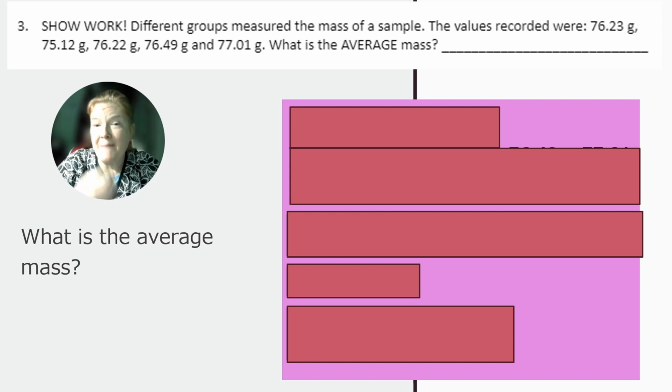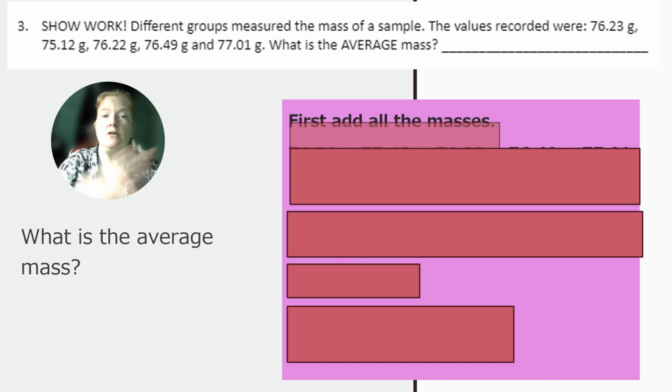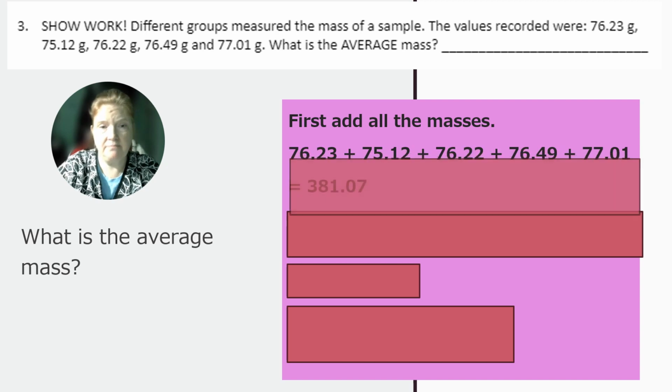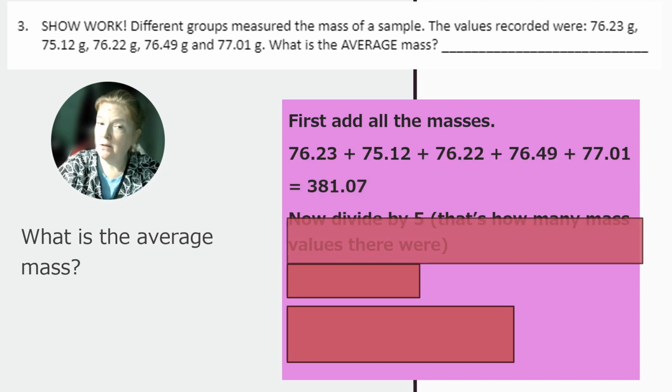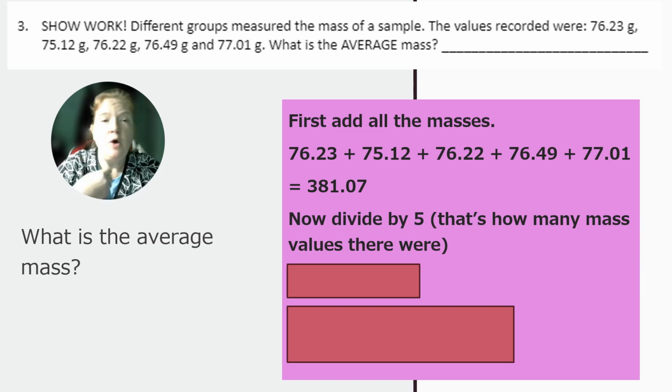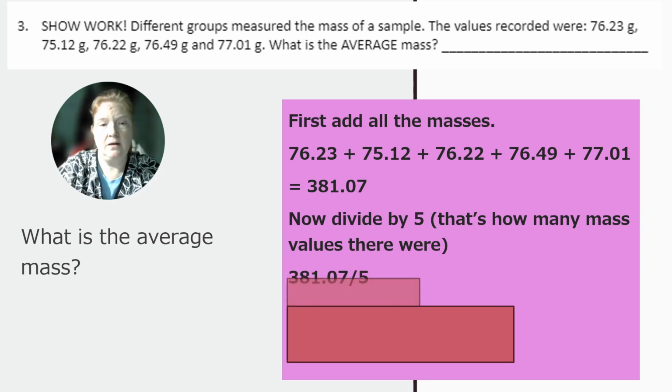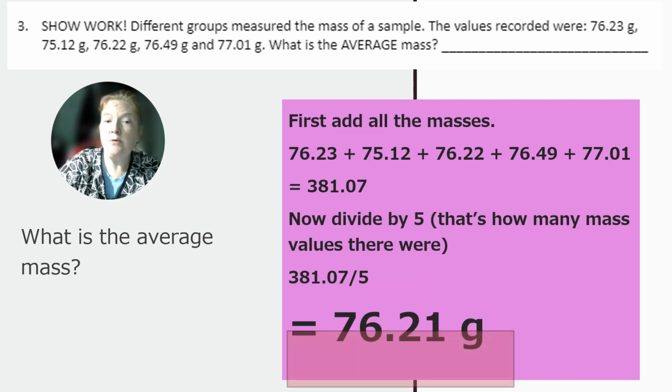Different groups measure the mass of a sample. The values recorded where you can read them there. What is the average mass? So how do I find average? First, add up all the masses. So I do that, I get this number. Now what? Well, I divide by 5. Why? Because I had 5 numbers. I had 5 different masses. So I do the total divided by 5, and that will give me an average.